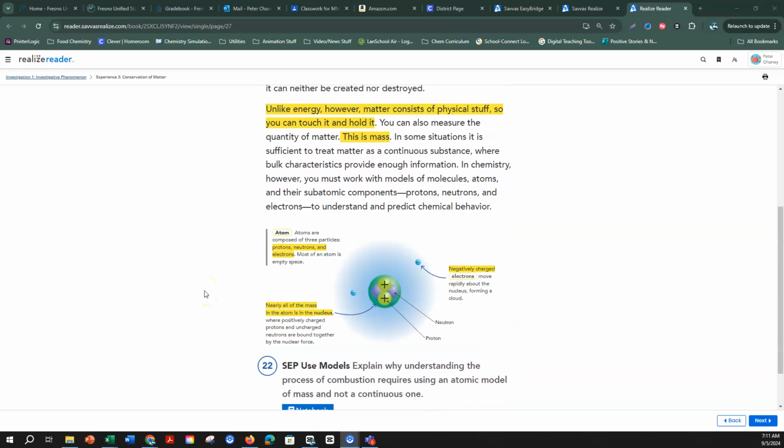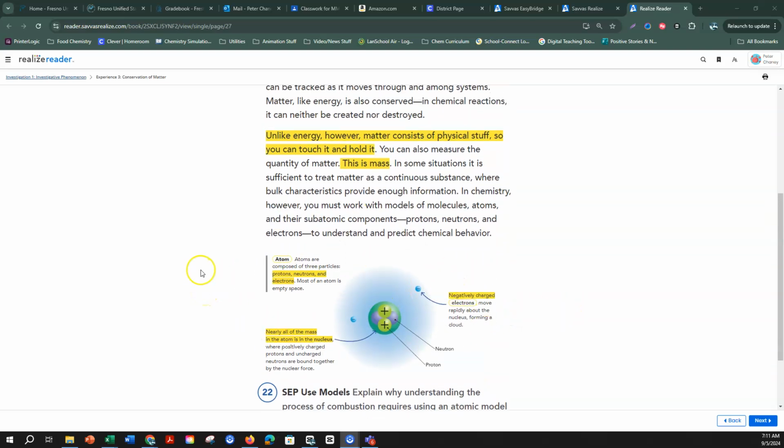So in this chart right here, these are the annotations that we need to do. You're going to be circling the word atom and the word electrons, and we're going to highlight the particles of an atom: protons, neutrons, electrons, the words negatively charged for electrons, and the phrase nearly all of the mass in the atom in the nucleus.